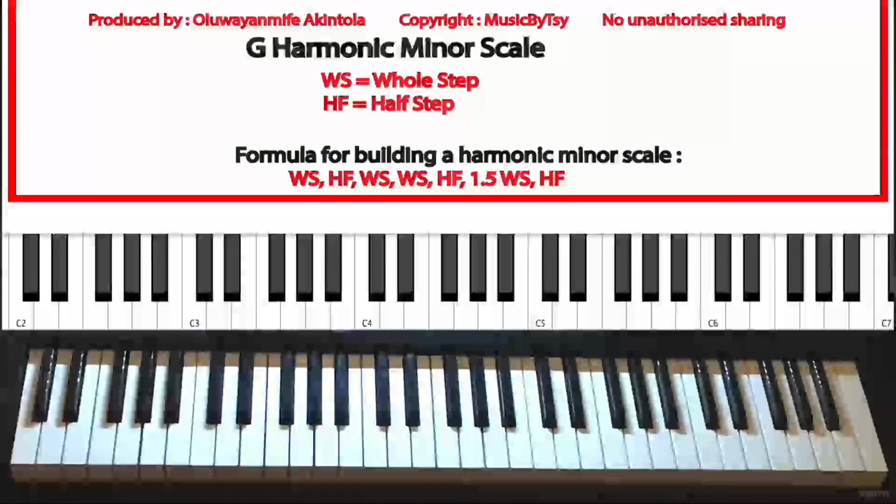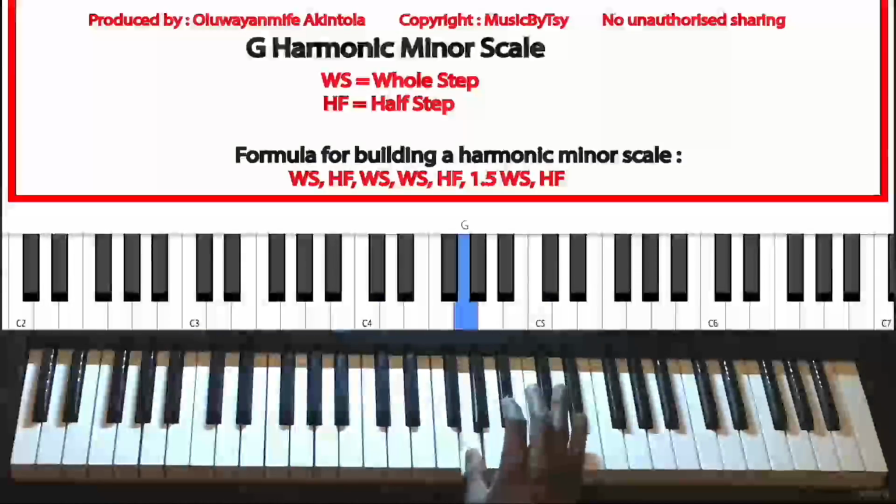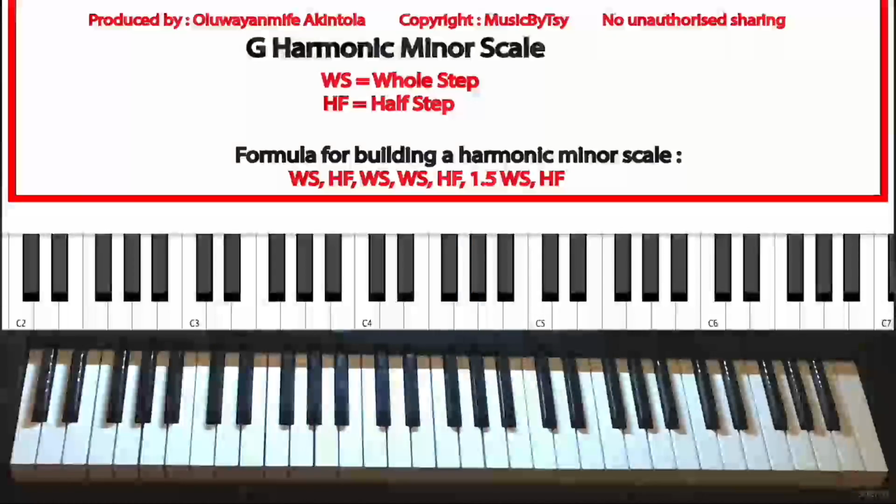In this lesson we're going to be learning about the G harmonic minor scale. Now in order to build the G harmonic minor scale, there are two methods that we can use. The first method has to do with tweaking the G natural minor scale. The second method has to do with using the formula. In this lesson we're going to be using both methods.